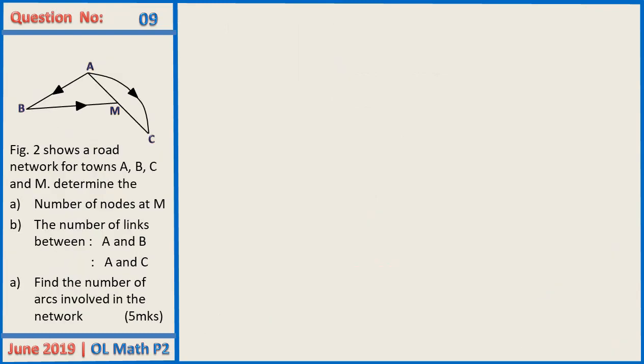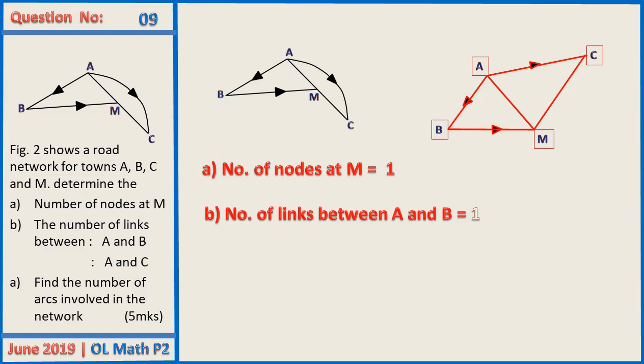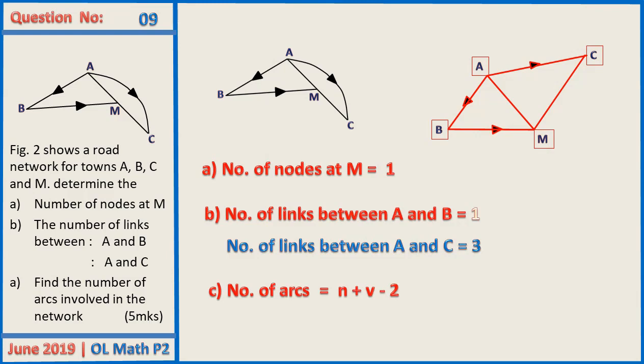Question number 9. We have this road network with towns A, B, and C. To determine the number of nodes at M, we can represent it that way so that it is clear. So at M we have 1. The number of links between A and B is 1. And the number of links between A and C is 3. Note that between A and B we have an ordered line. I am using the names that students mostly use. I'm trying to avoid the terminologies, but I know I cannot avoid them that much.